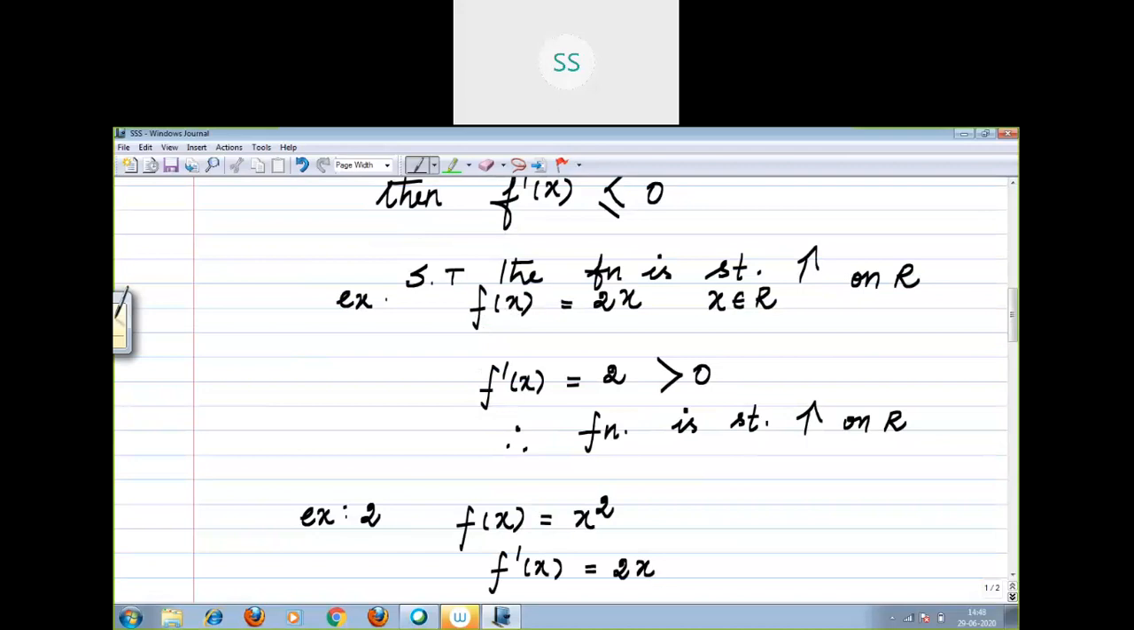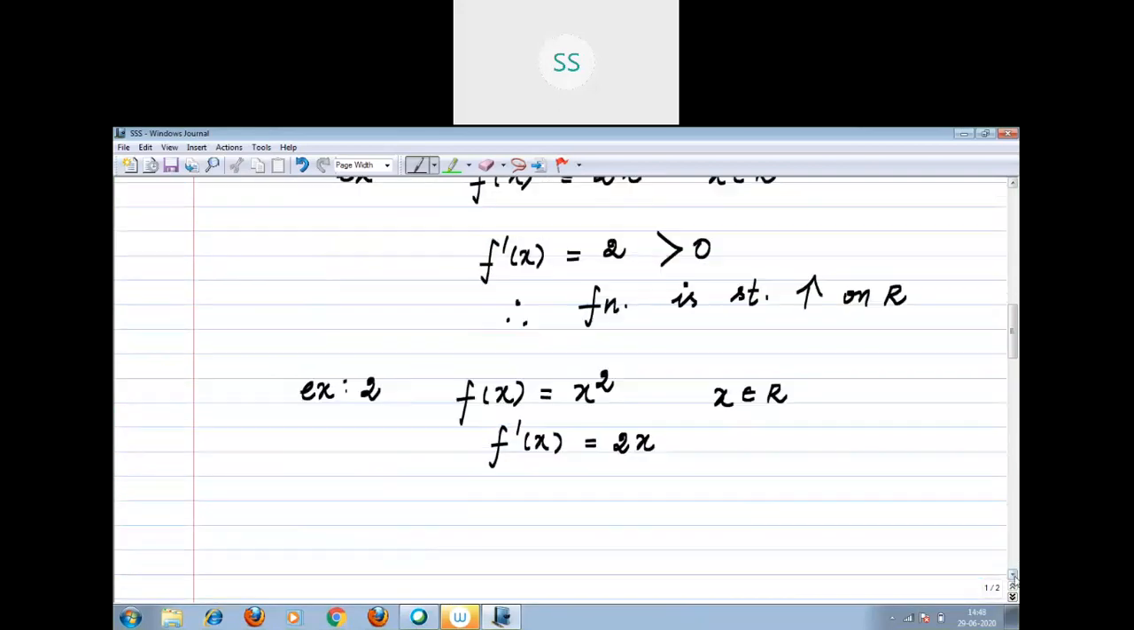Here you can get two things, because x belongs to capital R, which means x can take negative as well as positive values. Now you see how the function will act. Real number means the limitation is minus infinity to plus infinity.